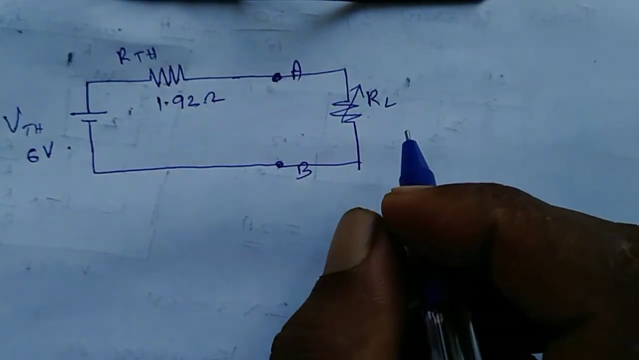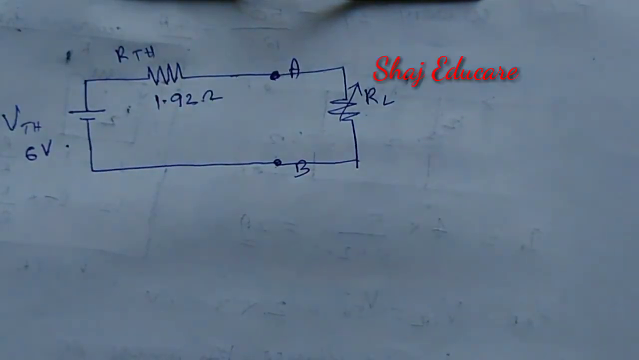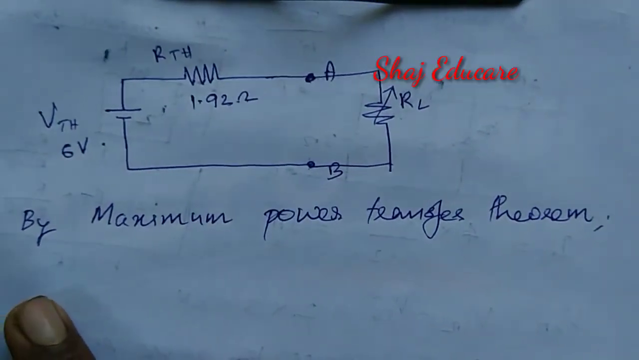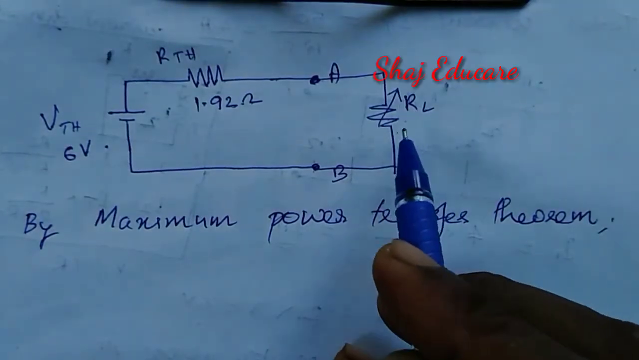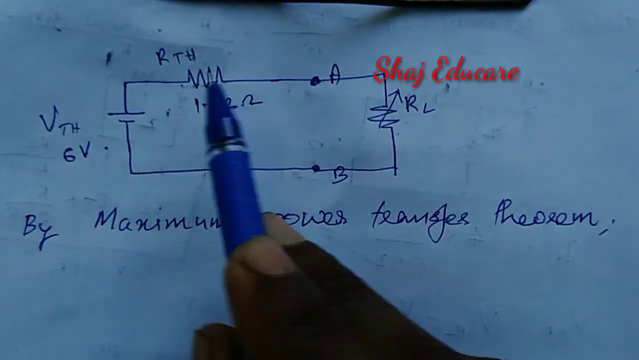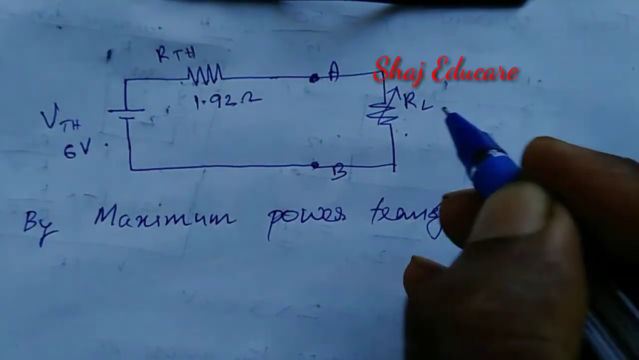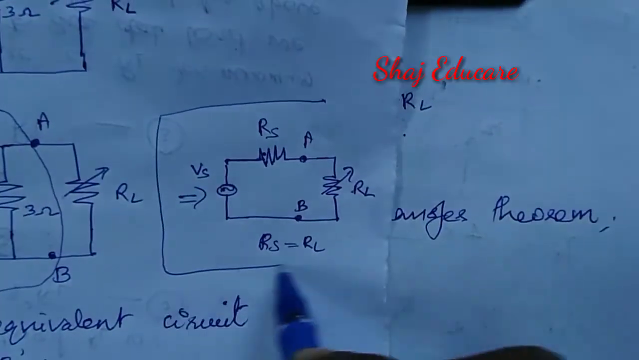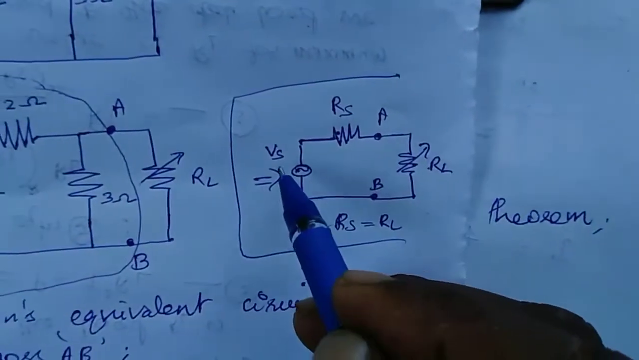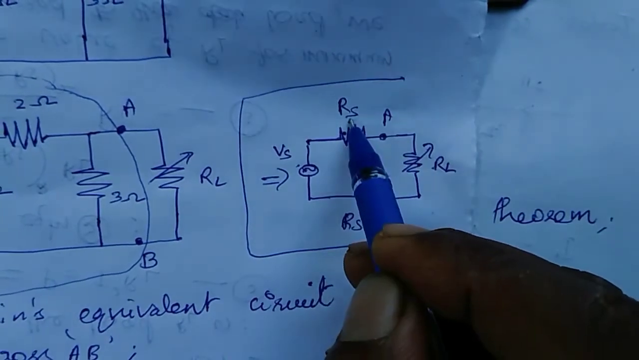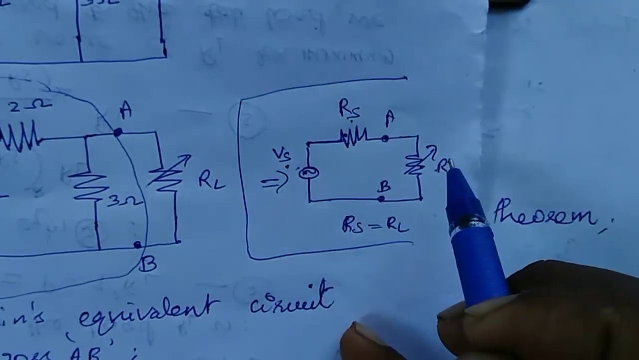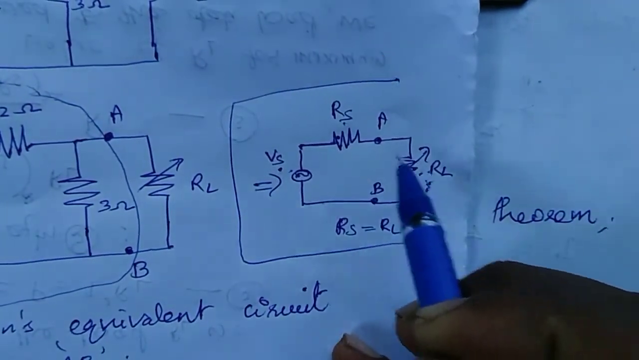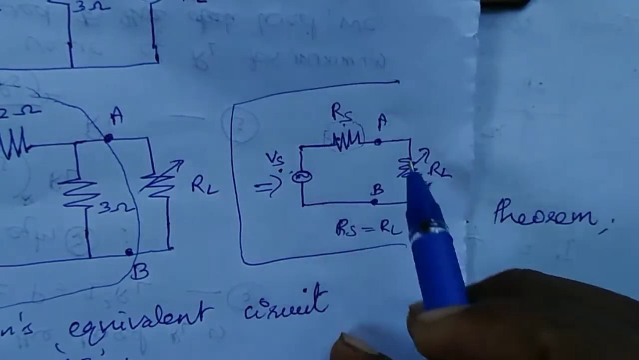Now let's apply the maximum power transfer theorem. By the maximum power transfer theorem, maximum power will be delivered to the load only if the source resistance and the load resistance are equal. That is the statement. This is the circuit for the theorem: a source resistance Rs, a voltage source Vs and the load resistance. Maximum power will be delivered only if Rs is equal to RL.